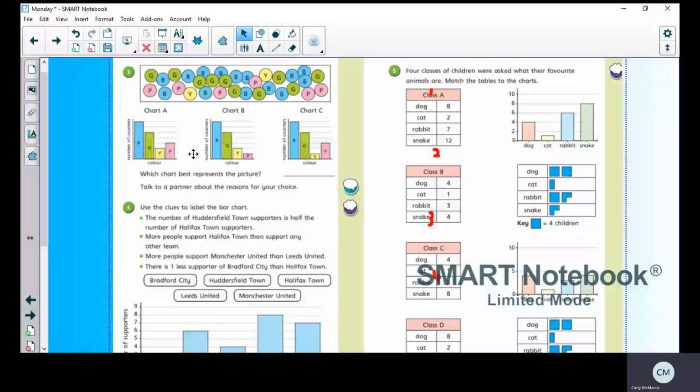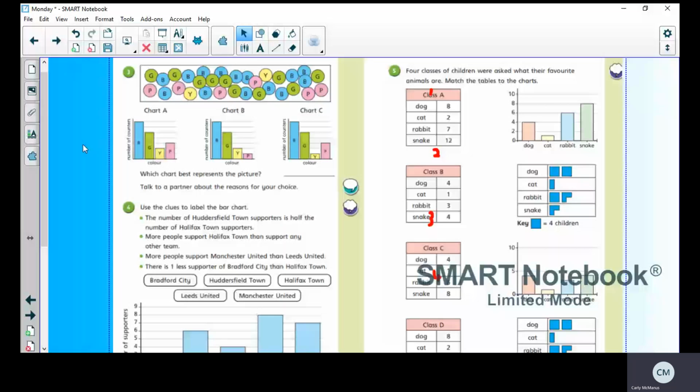It says which chart represents the picture. So what you would need to do is count how many blue counters, green, yellow, and purple there are. Although this doesn't have the number next to how many there are, you'll be able to see, are there more blue than green? Are there fewer blue than green? Does yellow have the lowest amount of counters? Does pink have the lowest amount of counters? And you need to choose whether chart A, B, or C represents this here.